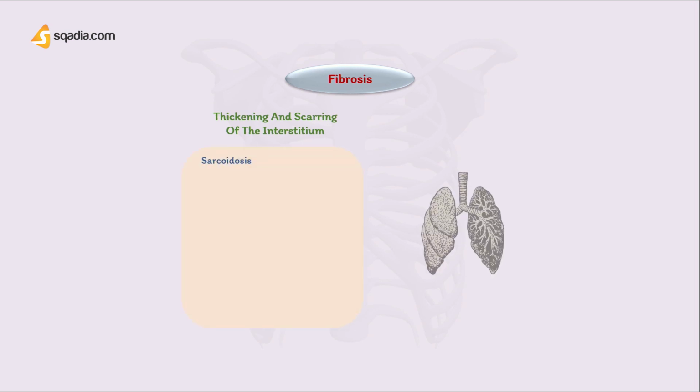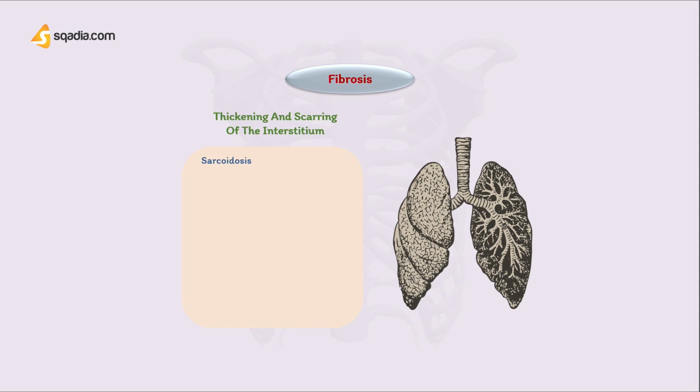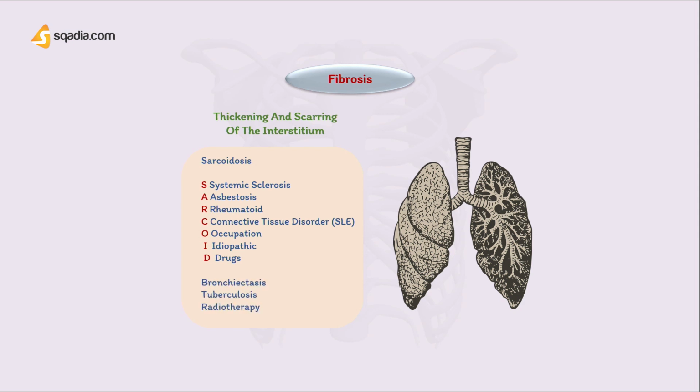The causes of interstitial fibrosis include sarcoidosis, and using SARCOID as a mnemonic, there's S for systemic sclerosis, A for asbestosis, R for rheumatoid, C for connective tissue disorders, O for occupation, such as pneumoconiosis or extrinsic allergic alveolitis, I for idiopathic pulmonary fibrosis, which is usually interstitial pneumonitis, D for drugs such as methotrexate and amiodarone. Other than that, we have bronchiectasis, tuberculosis, and radiotherapy.